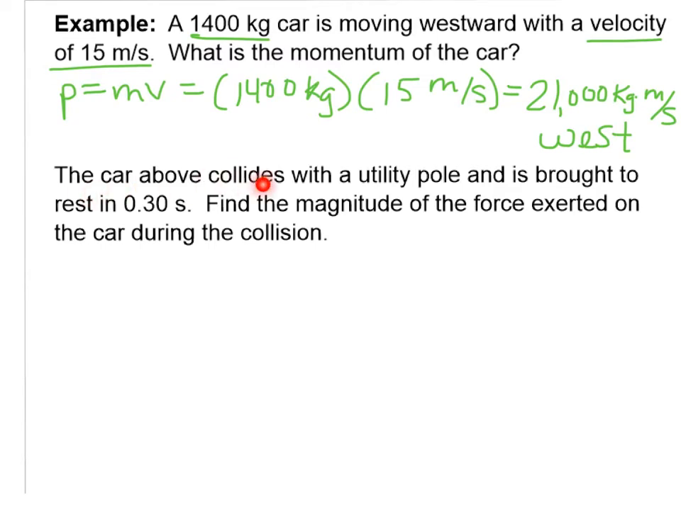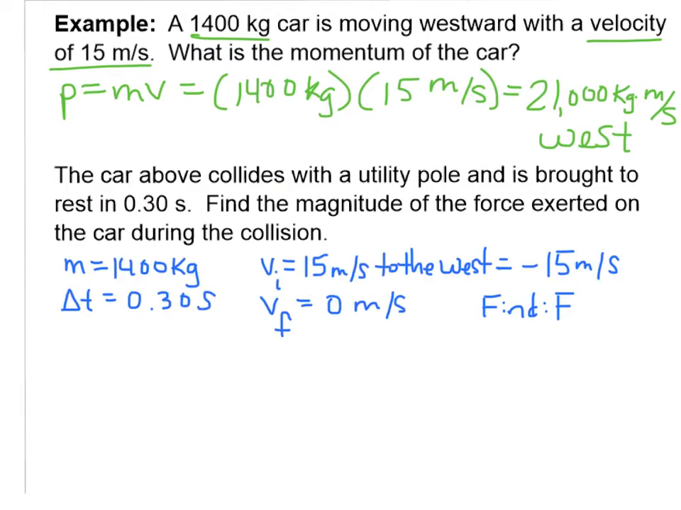Now let's say the car above collides with a utility pole, and it's brought to rest in 0.30 seconds. Find the magnitude of the force exerted on the car during the collision. So first, let's write down everything we know. We know our mass, our change in time. We know the initial velocity is 15 meters per second to the west, which would be negative 15 meters per second. And our final velocity is 0. It will be stopped. And we want to find the force.